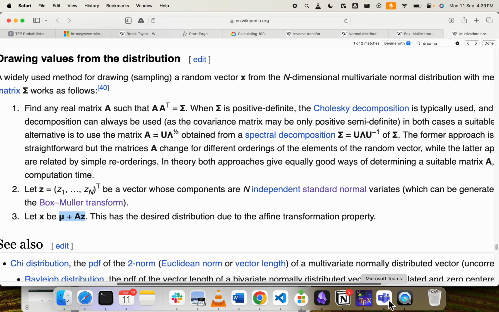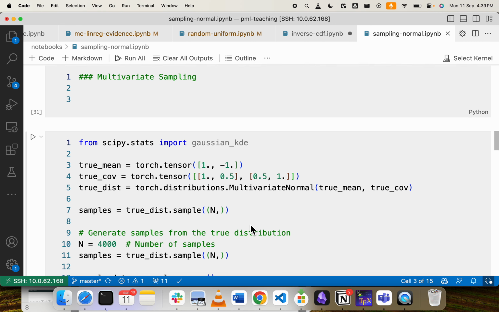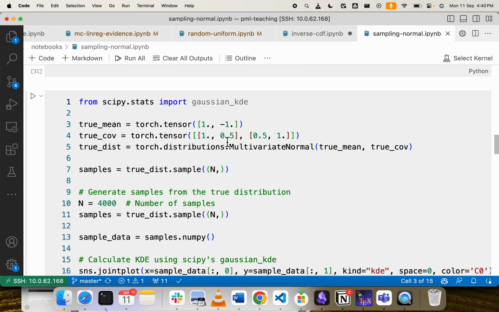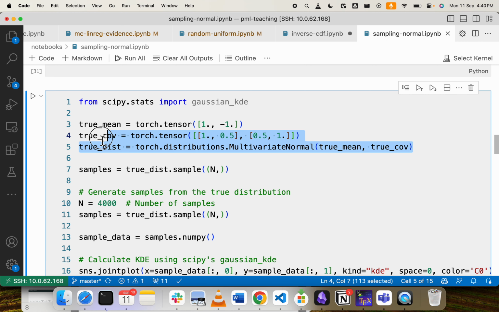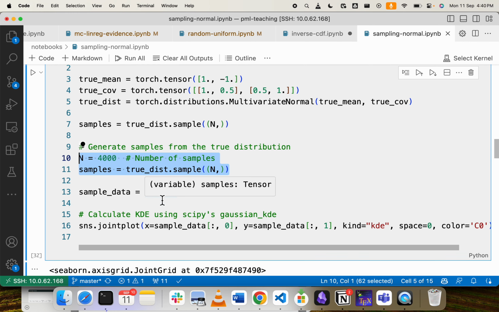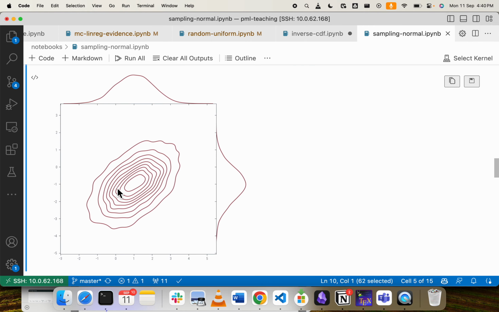So if we go back to the code, if the true mean is 1, minus 1 and the true covariance is 1, 0.5, 0.5 and 1, the true distribution is multivariate normal with true mean and true covariance. We are able to get samples using torch. We want to see if the samples which we get using our own approach would be similar or not. So I get, let's say, 4,000 samples using this true distribution, and I plot the joint plot. The covariance matrix is as expected, right?